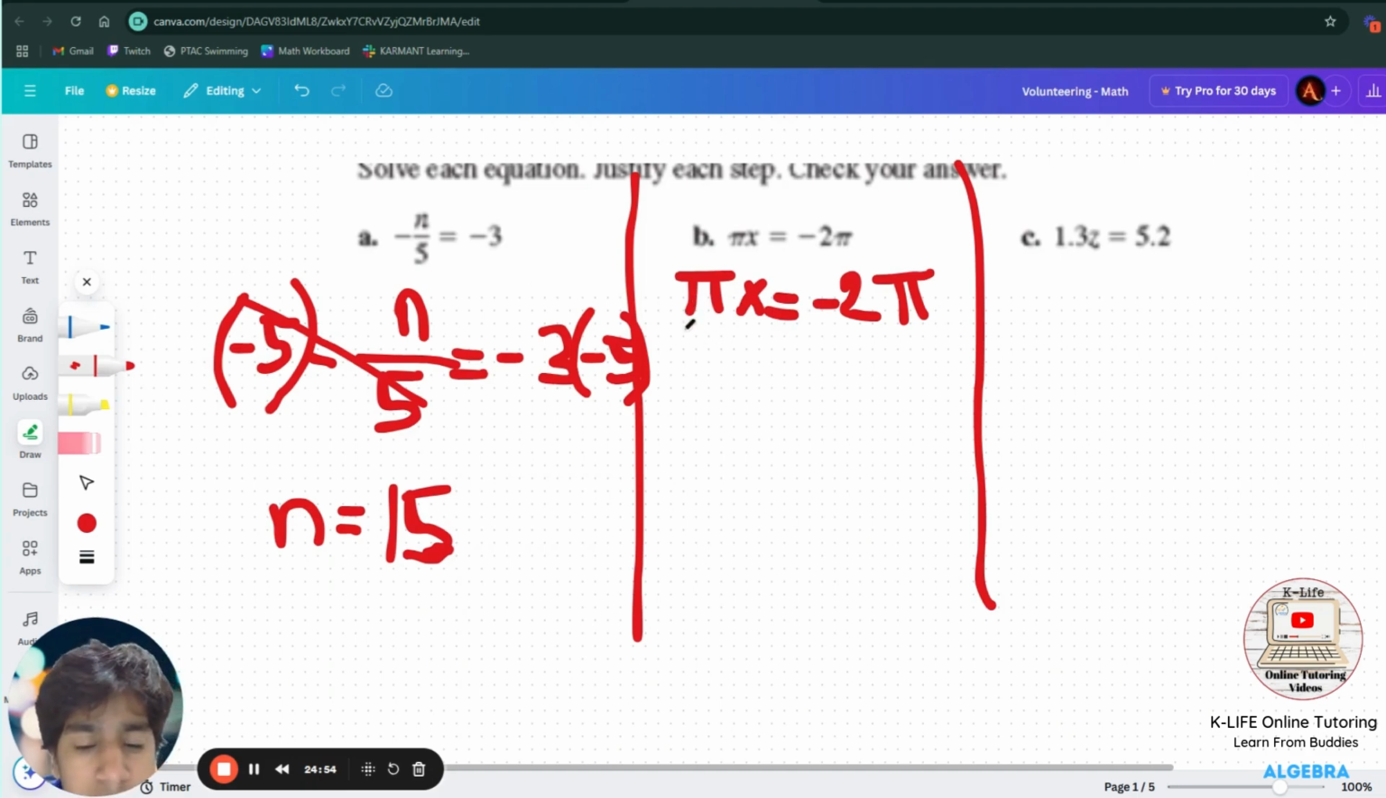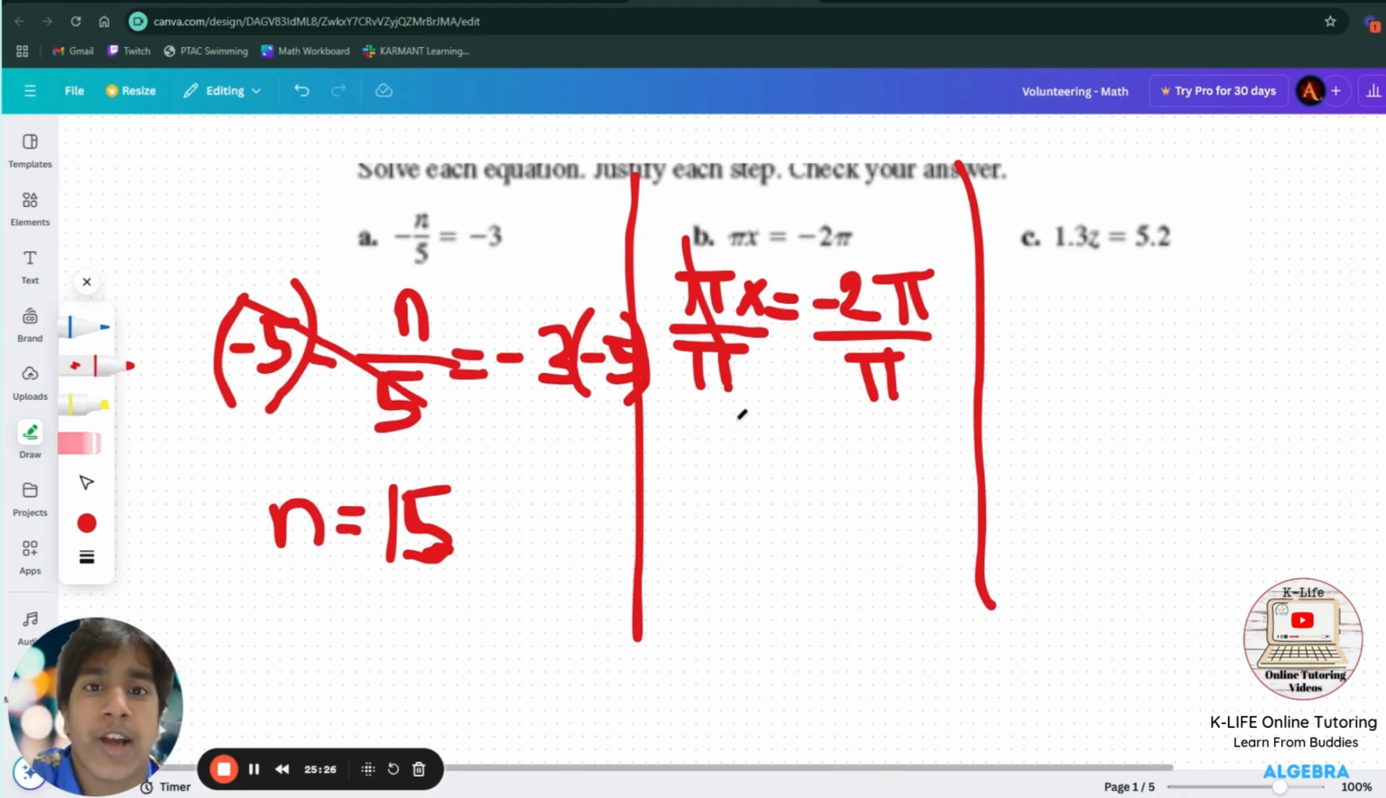So what you'll do is, now in this case, you're dividing, okay? The last one over here, when it was like that fraction, negative n over 5 equals negative 3, you were multiplying on both sides. Now, in this side, you have to divide because you want to isolate it. So what you're going to do is pi divided by pi equals negative 2 pi divided by pi. So this cancels out, right? Pi over pi cancels out. It's just like saying 1 over 1.